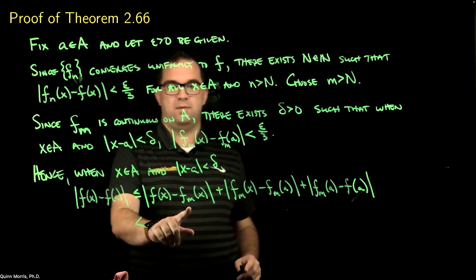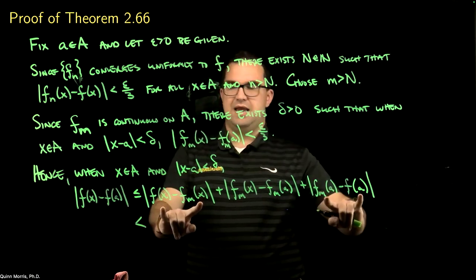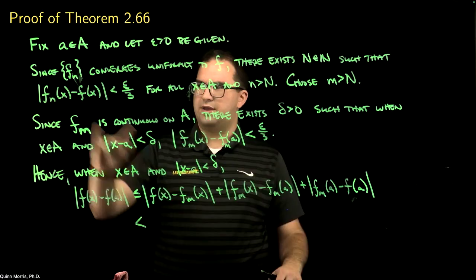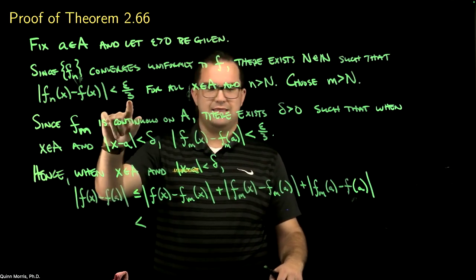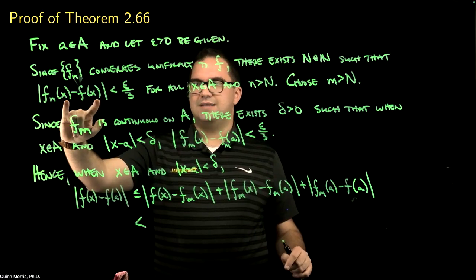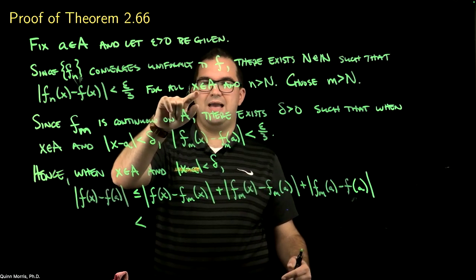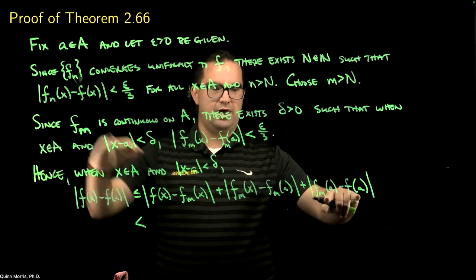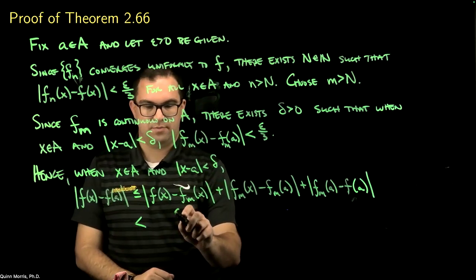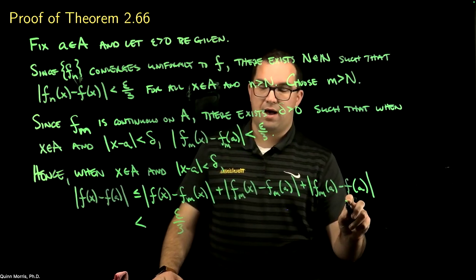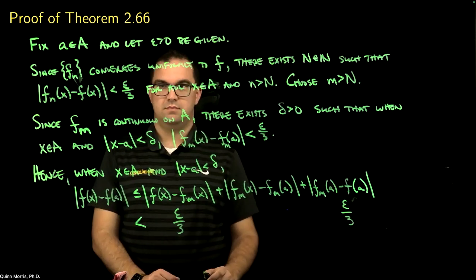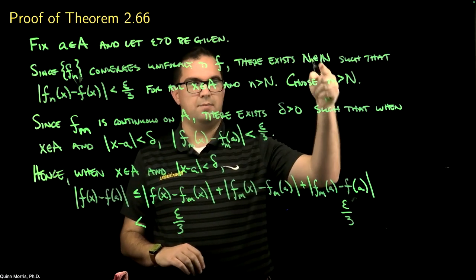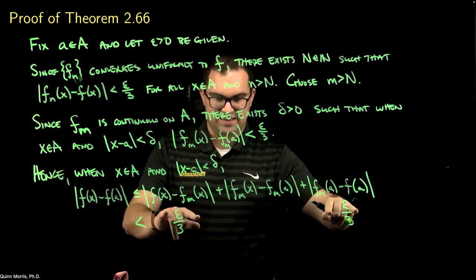Now, by my choice of m, this and this are both less than epsilon over 3. Now, you might say, Quinn, these two are flipped around, but here you have a and not x. But x is just a dummy variable. This holds for every x in the set A, and a is a value in the set A. So this inequality holds just as well for this difference as it does for this one. So these are both less than epsilon over 3 by our choice of lowercase m.